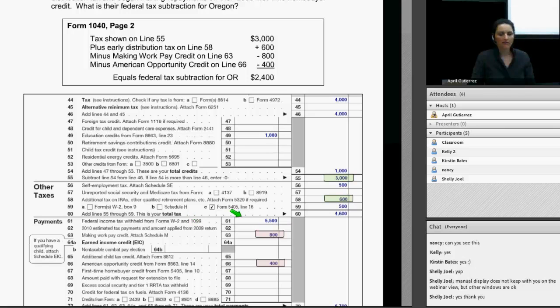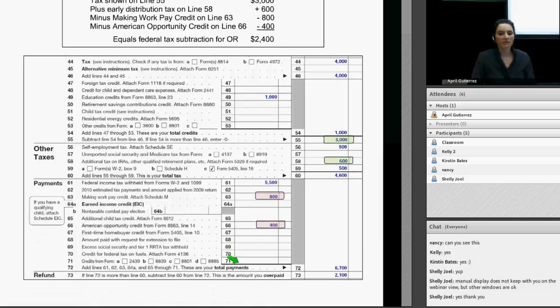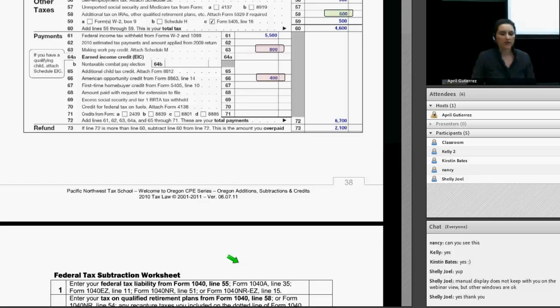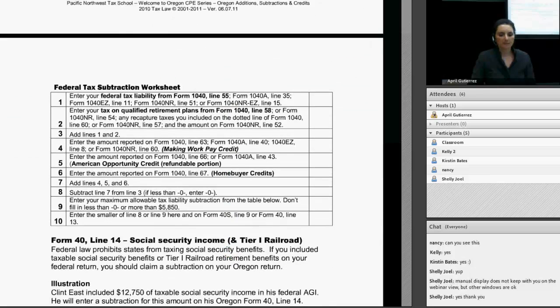We then move down to what are going to be the reductions to the federal tax subtraction. We're going to reduce the federal tax subtraction by the $800 Making Work Pay Credit, and we're also going to reduce it by the refundable portion of the American Opportunity Credit. So by the time we're finished with all these calculations, we end up with an Oregon subtraction for the federal tax liability for the year of $2,400.